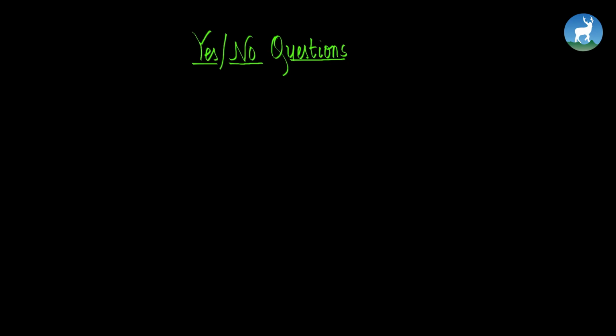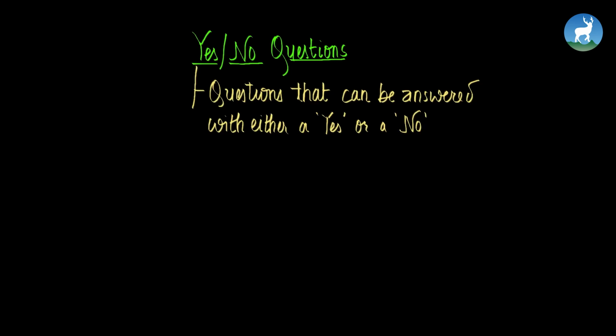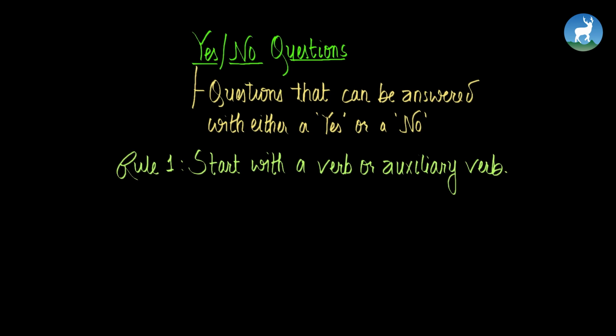So students, let's begin with today's topic, and the topic is yes-no questions. Now, these are questions that can be answered with either a yes or a no. But before we get started, let's review some rules to ensure we are asking them correctly. Let's begin with rule number 1. So the rule 1 is start with a verb or auxiliary verb. Here, it means that you should always start your yes or no question with a verb or an auxiliary verb.